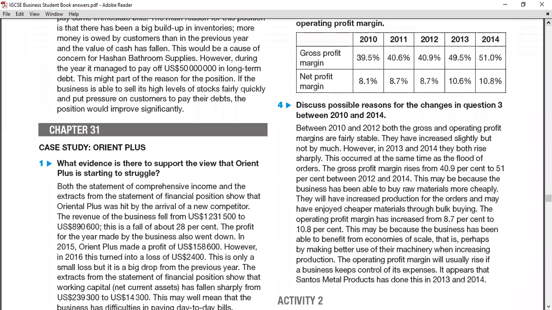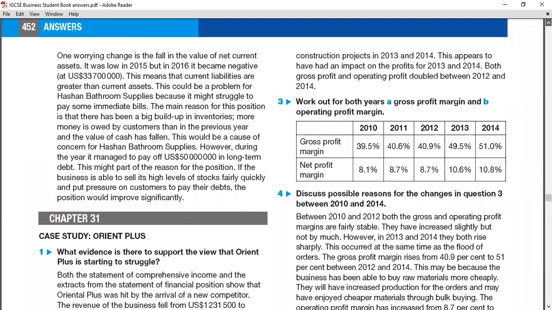Normally, you can see the Rio Olympic Games is the main reason for the construction projects in 2013 and 2014. This appears to have had a good impact on profit in 2013 and 14. Both gross profit and operating profit doubled between 2012 and 2014. So they're asking to work out, for both years, the gross profit margin and operating profit margin. The gross profit margin formula is gross profit over revenue times 100.